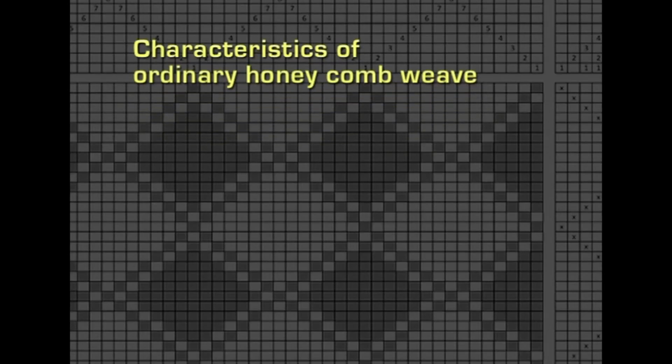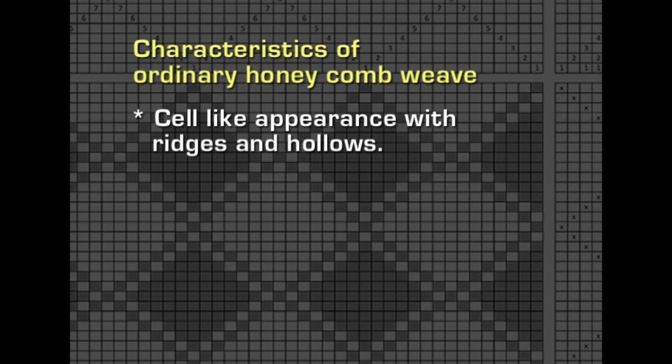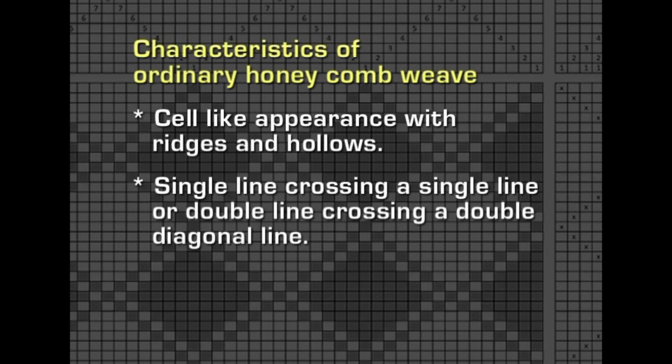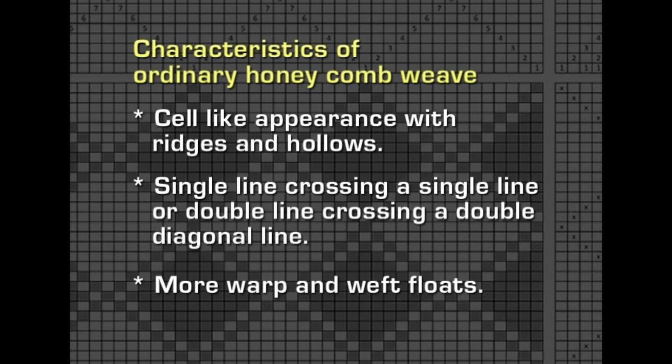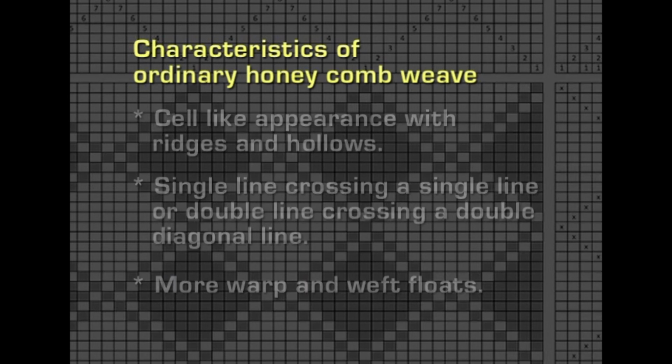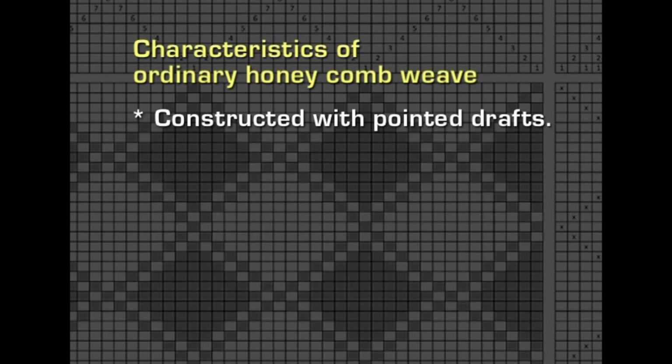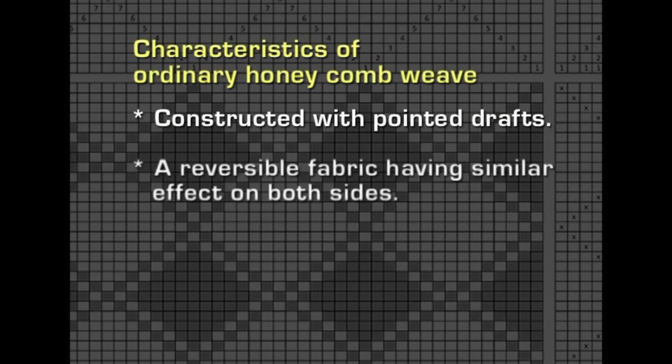The characteristics of this ordinary honeycomb are that it has a cell like appearance with ridges and hollows. It has a single line crossing a single line, or a double line crossing double diagonal lines, in the case of a twill weave. So it will be the same, whether single or double. More warp and weft floats are present in this, and it can be constructed with a pointed draft, and a reversible fabric having a similar effect on both sides will be produced by ordinary honeycomb.